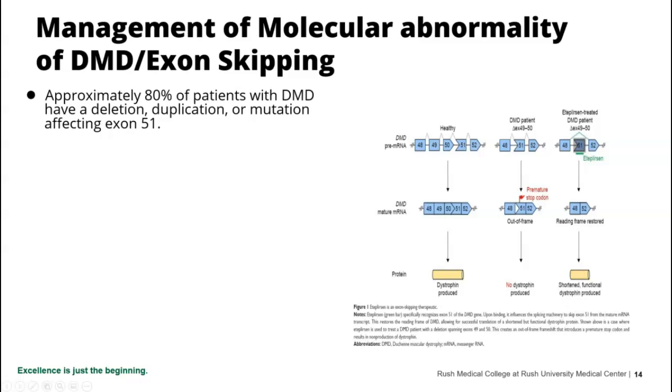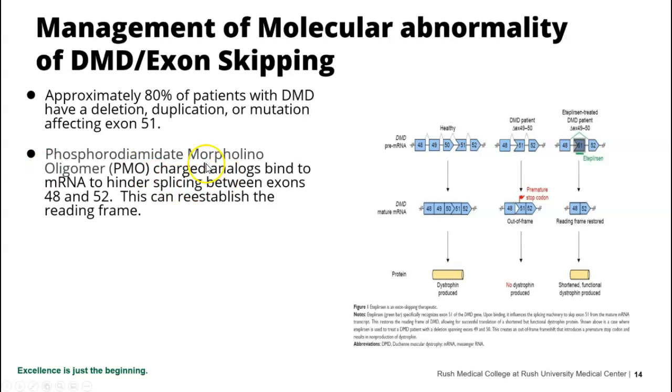Approximately 80% of patients with Duchenne's muscular dystrophy have a deletion, duplication, or mutation involved in exon 51. The phosphorodiamidate morpholino oligomer, or I call them PMO, charged analog, binds to the mRNA. So after we make our RNA, before we do splicing in the nucleus, we add this PMO, and it blocks between 48 and 52. Therefore, if there's a deletion or a stop codon involving exon 51, it splices from 48 to 51. So normally we get a normal dystrophin.